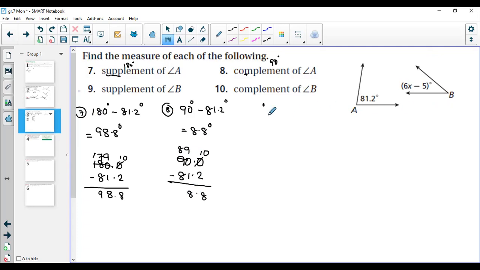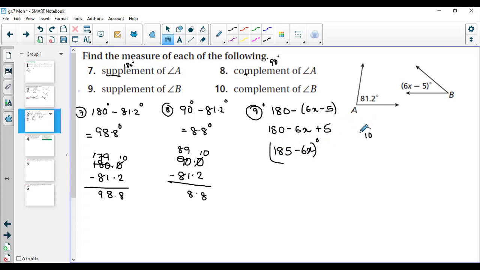Okay, moving to question number 9, supplement of angle B. So supplement means, of course, you know that it is 180 degrees. So it's going to be 180 minus (6x minus 5), which means it will be 180 minus 6x plus 5. Just now I had explained there is always a 1 here. So negative 1 multiplied by negative 5 will give you a positive 5. So 180 plus 5 is 185 minus 6x. That's all. We cannot solve anything more because we don't know the value of x here. So you leave it like this.